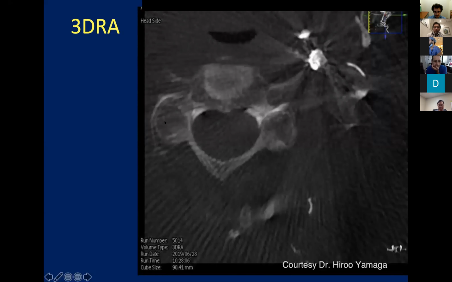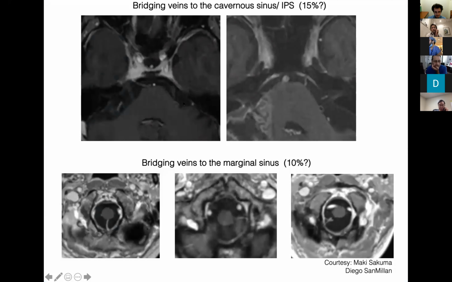And so we can summarize something like this. We can have the bridging veins, the cavernous sinus, also the inferior petrosal sinus in about 15%, they say. And these are some of the slides I got from another friend around the area of the marginal sinus. Posteriorly, they can be posteriorly connected, laterally connected, and up to about 10% we see this. These are very small veins, they're not very large, but sometimes they can be important when you try to do something around this area.